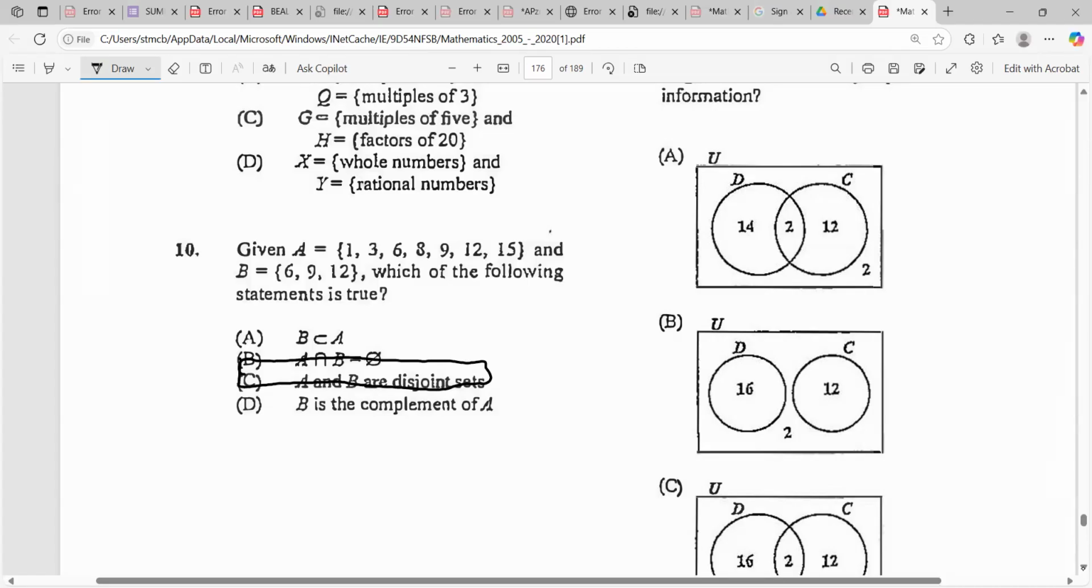Because we clearly see that 12 is here. Yeah, at least one element is common, 9. All right, so B is the complement of A? No, that's not true. So it has to be this, A contains B. Well, I suppose we really know A contains B.